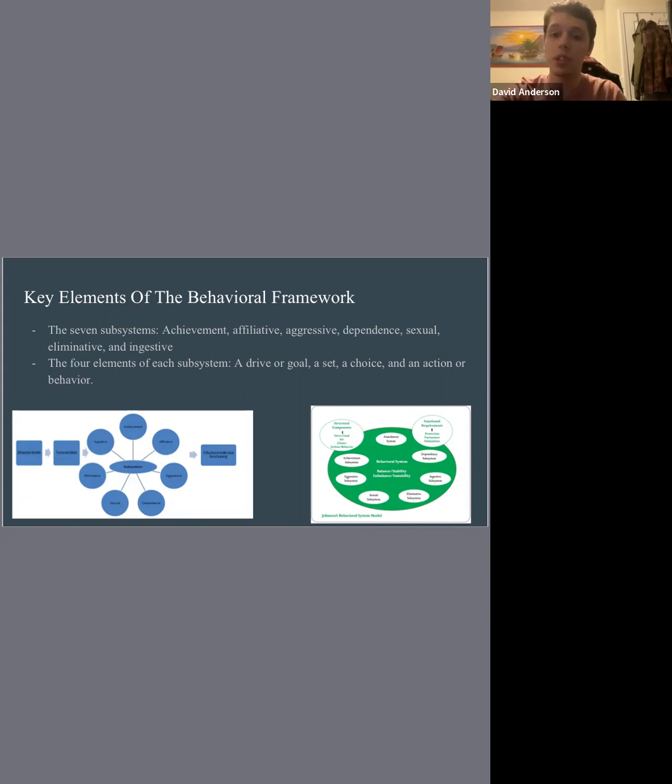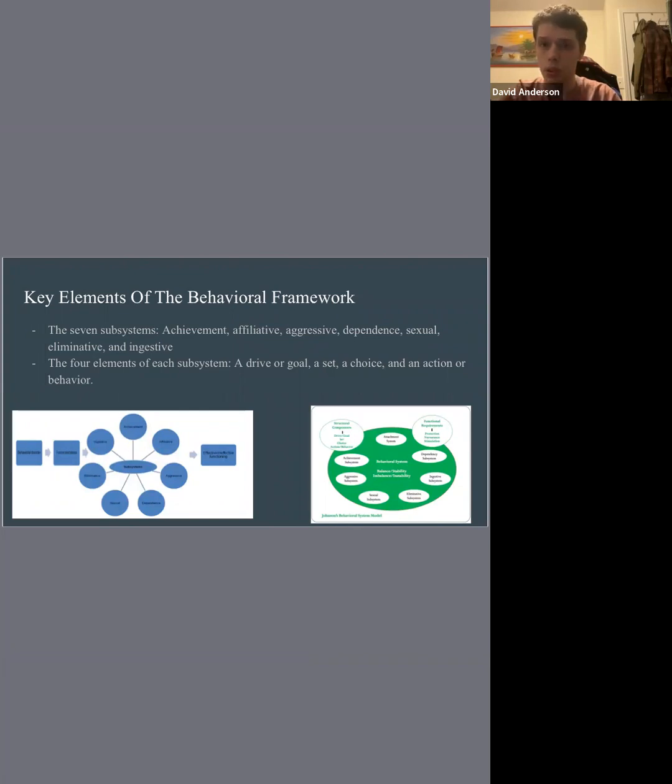Each of these subsystems has a function. So for achievement, it's to control or master an aspect of self or environment to achieve a standard. For affiliative, it forms the basis for social organization. Its consequences are social inclusion, intimacy, and the formation and maintenance of strong social bonds. For aggression, it's to protect and preserve the system, so protecting the person themselves. Dependency is helping or nurturing behaviors with consequences including approval, recognition, and physical assistance.